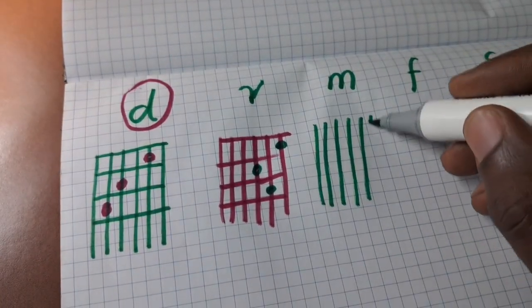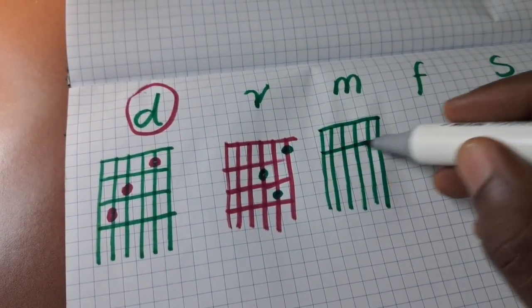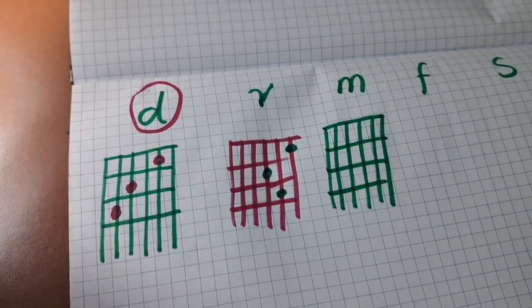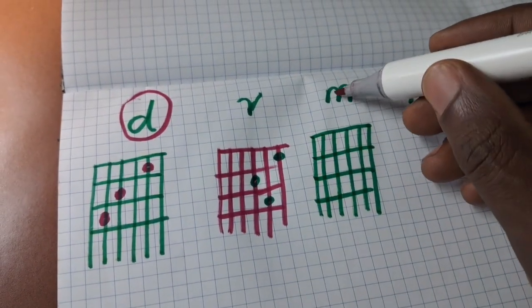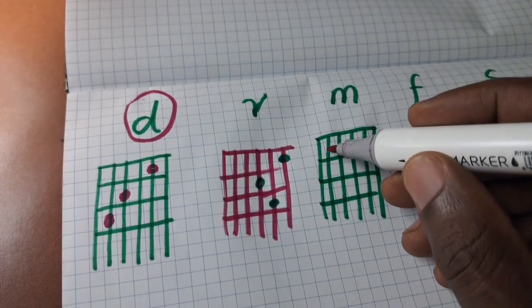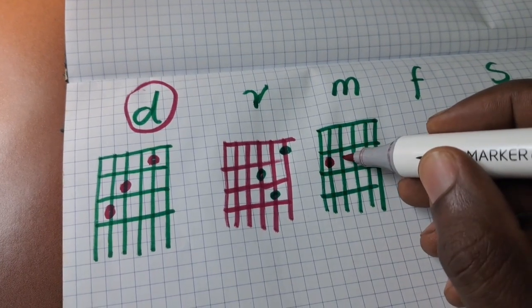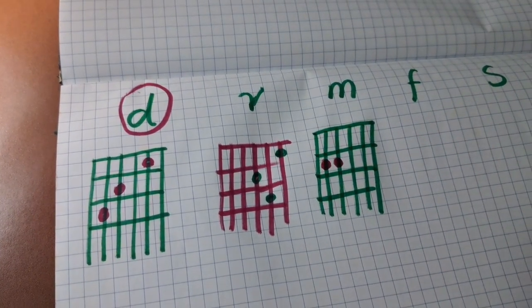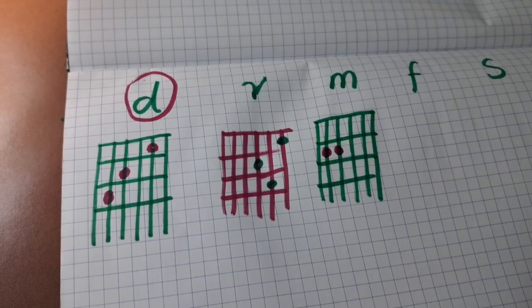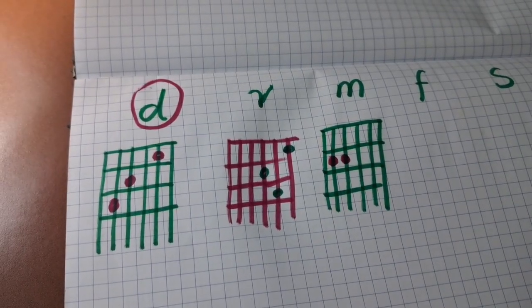So let's check mi, do, re, mi. So the chord, this is the key of mi. The chord of mi is this. So this is our mi.